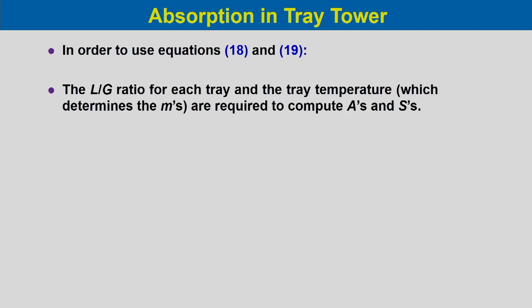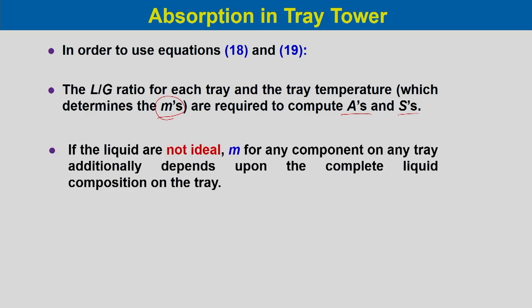So, in order to use equation 18 and 19, what we need is the L by G ratio for each tray and the tray temperature, which determines the equilibrium, the Henry's constant, and it is also required to compute A s and S s, that is absorption factor and stripping factor. If the liquids are not ideal, M for any component on any tray additionally depends upon the complete liquid composition on that tray.